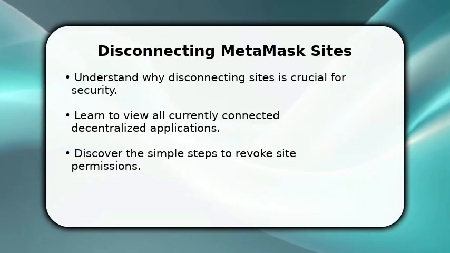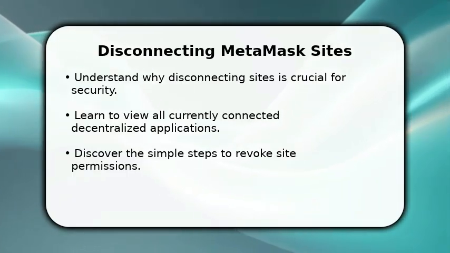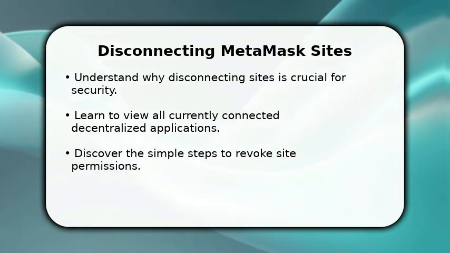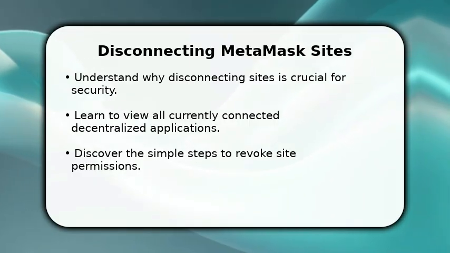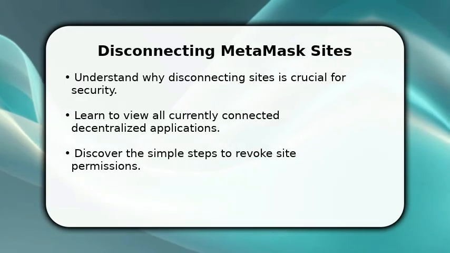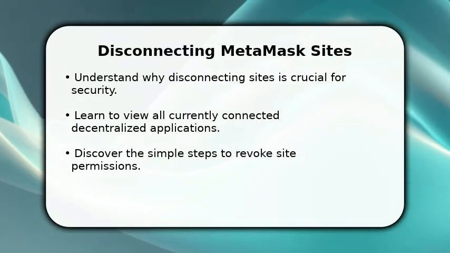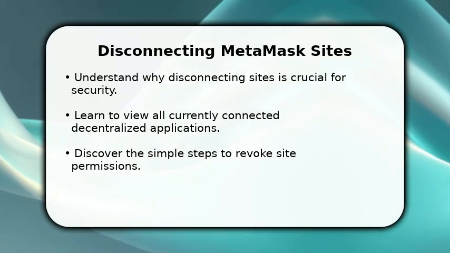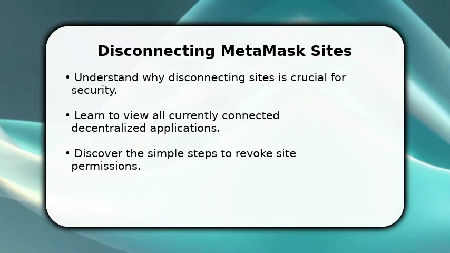In this video, I will explain how to disconnect MetaMask from connected sites. First, open your MetaMask extension. Click on the three dots in the top right corner to open the menu. From there, select Connected Sites to see a list of all decentralized applications currently linked to your wallet.